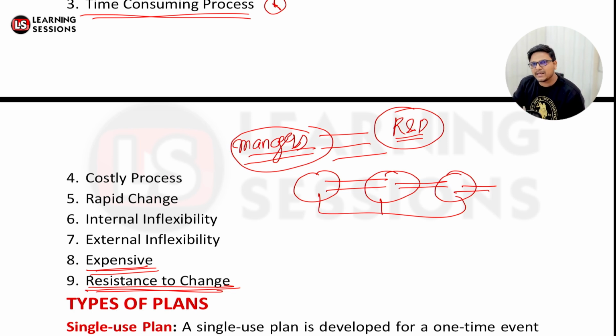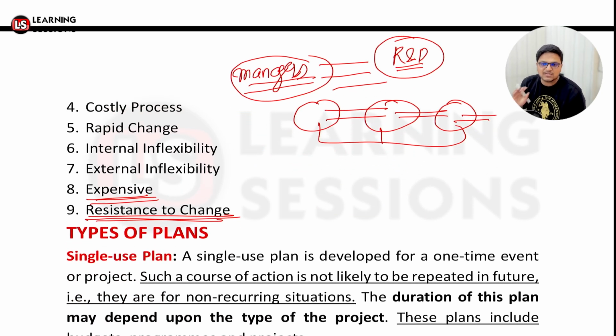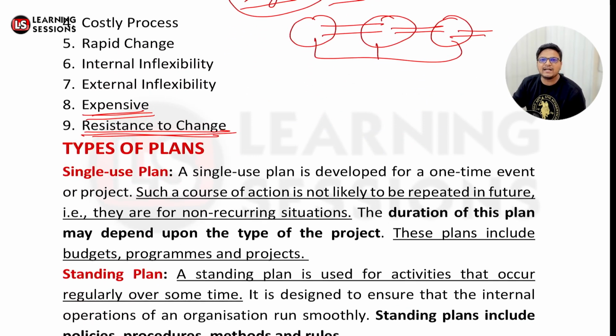Now, if we look at the types of plans, so far you have understood what a plan is, how it is to be executed, what the advantages are, and what the disadvantages are. You have learned them all. Now it's related to types of plans. The plans could be of two types. One is the single use plan, and the other one is the standing plan.